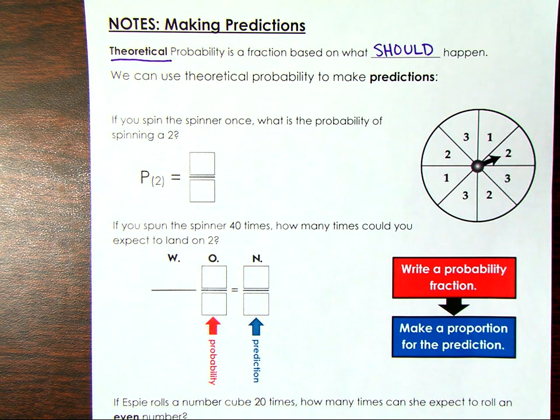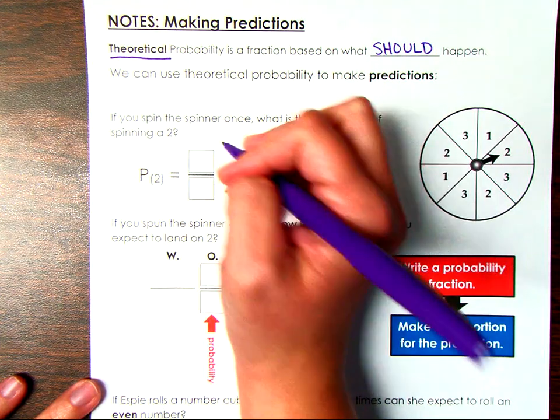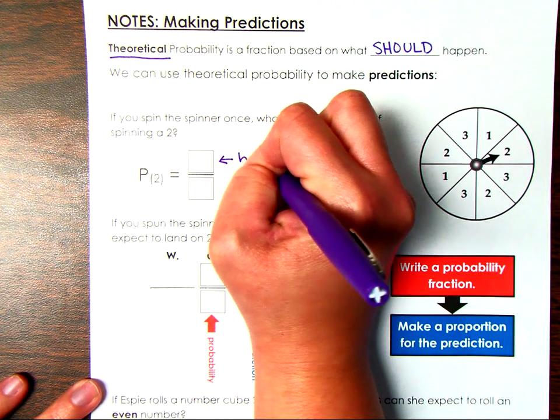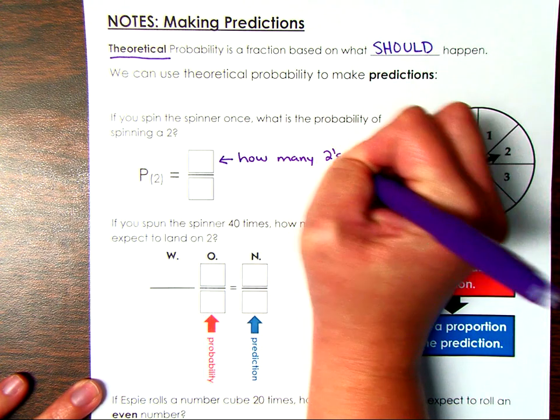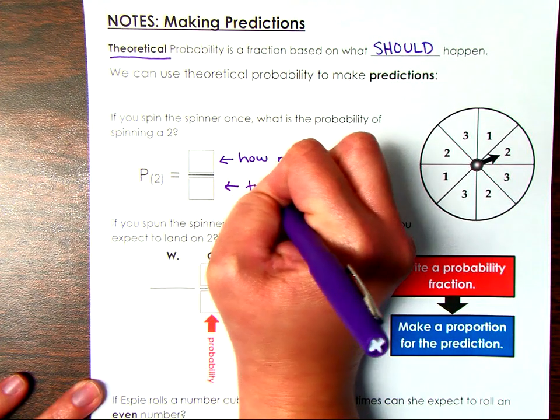So let's say that you have this spinner. And if you are spinning the spinner only one time, what is the probability of spinning a 2? So again, the numerator is how many 2s there are, and the denominator represents your total numbers.